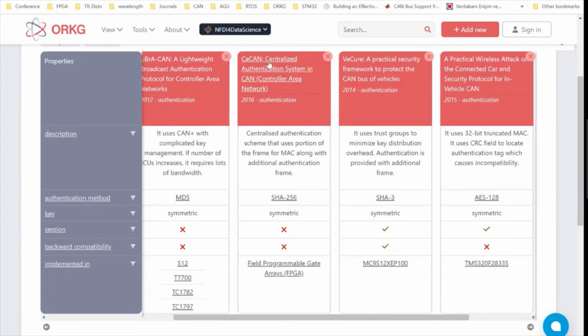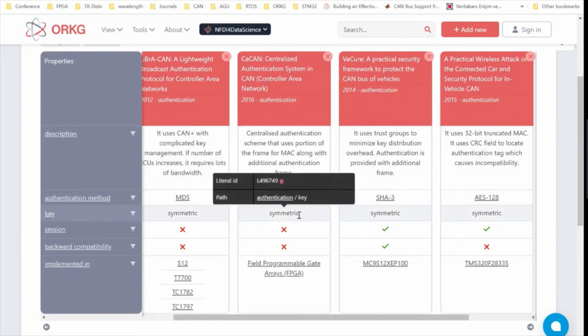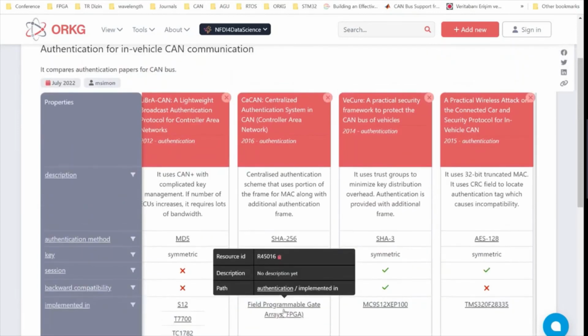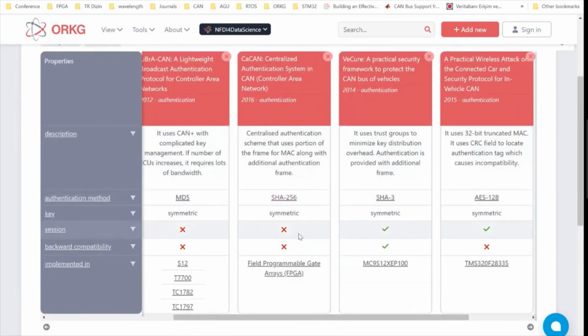For example, with CAN, the centralized authentication system, we can see that they use SHA-256 and they use a symmetric key. This authentication method is sessionless and it is not backward compatible. They implemented their method on FPGAs. We only have essential information here. So when we are comparing papers, this saves a lot of time.